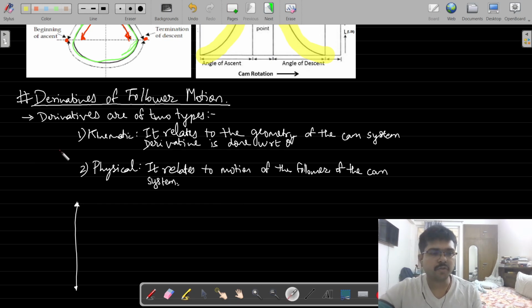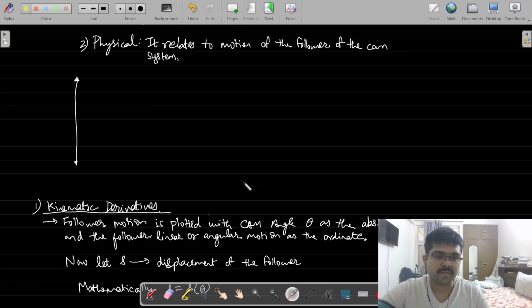Now we come to derivatives of follower motion. Derivatives of follower motion are of two types: kinematic, which relates to the geometry of the cam system, and the derivative is done with respect to theta; and physical, which relates to the motion of the follower of the cam system.